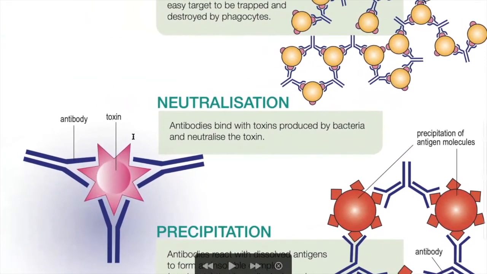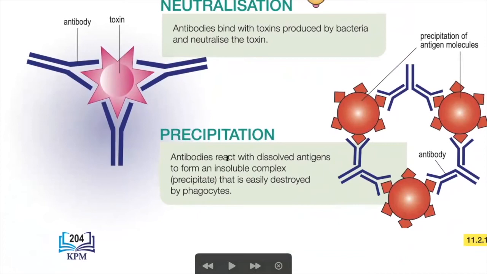Boleh? The next one is neutralization. Awak tengok ni. Ni bukan patogen, ni toxic. Okay, so antibody will bind with toxin produced by bacteria and neutralize the toxin. Okay, ni dia akan neutralize lah. Neutralize tu maksudnya dia akan tukar daripada harmful jadi harmless. Lepas tu apa?